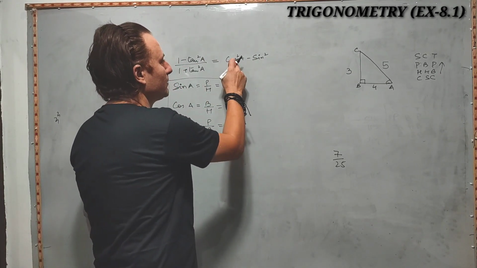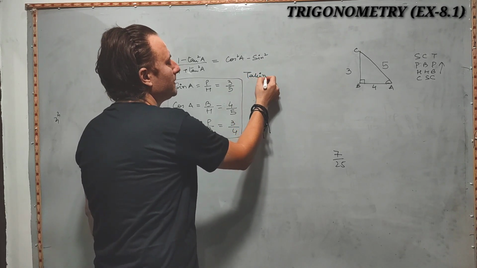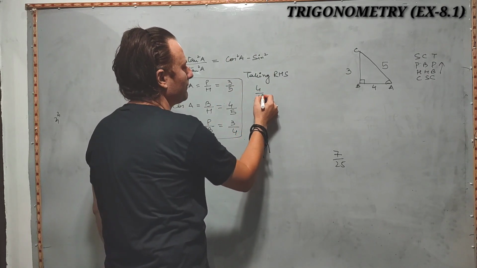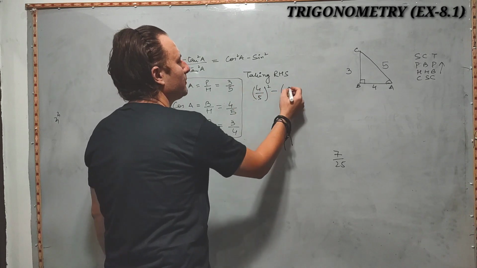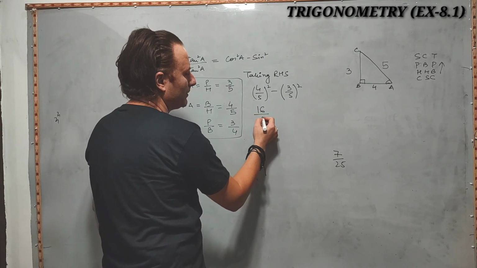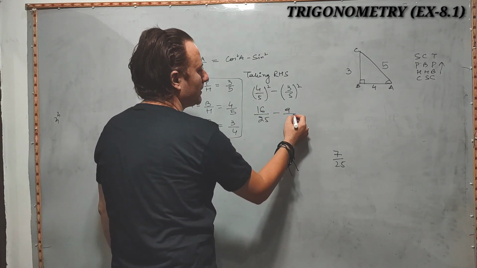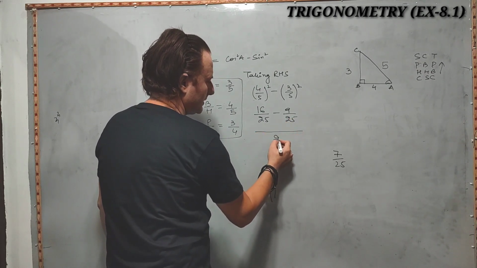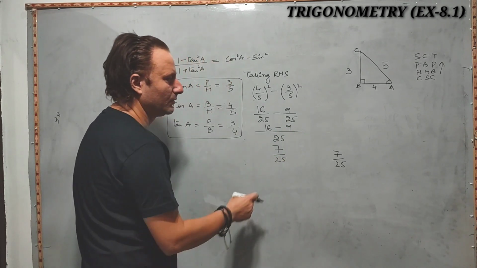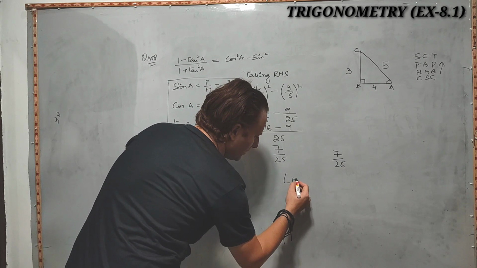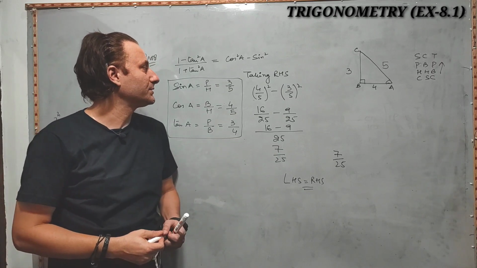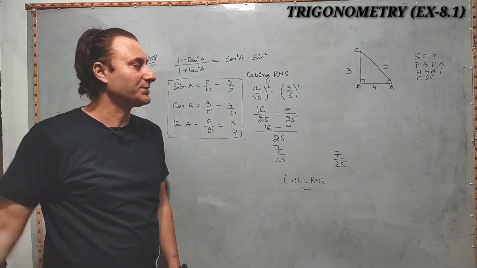Let me put the values here. So now cos, taking RHS, cos we have 4 upon 5, so 4 upon 5 square. Then sine we have 3 upon 5 square. 4 multiplied by 4 is 16 upon 25. 9 upon 25. Let's take the LCM. So it's 16 minus 9, that is 7 upon 25. So LHS and RHS both are equal. So I can say yes, they are equal. Got it? Very simple question. Question number 8. Let us move to question number 9.